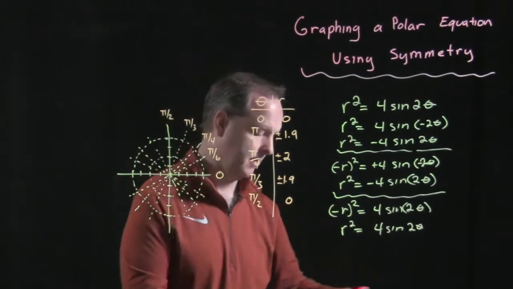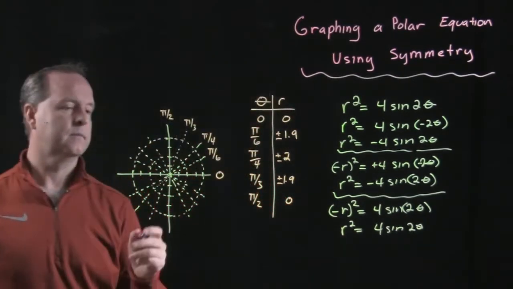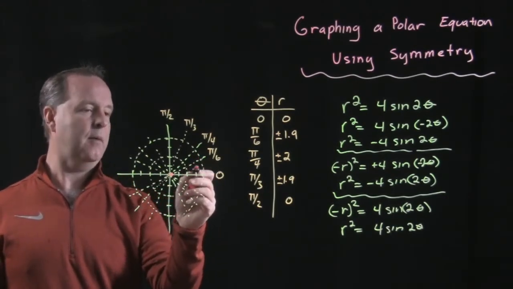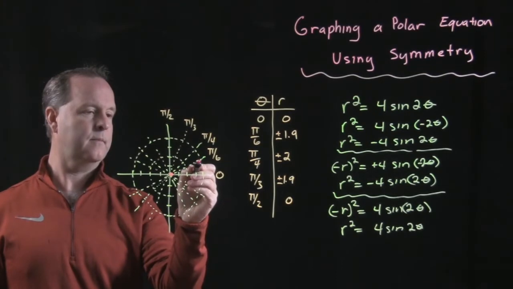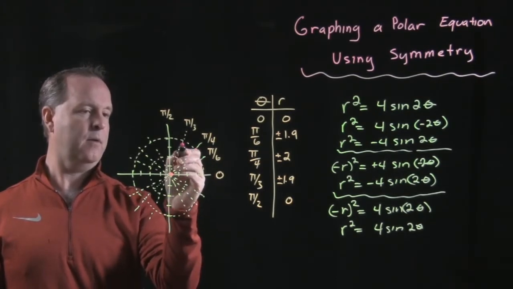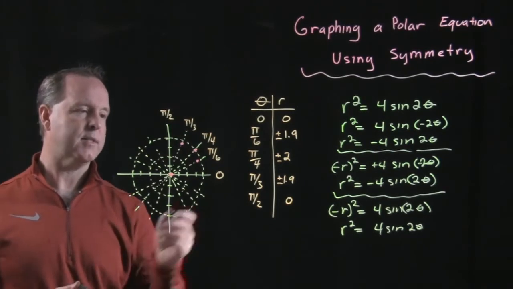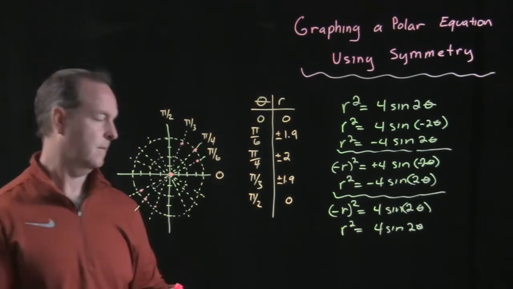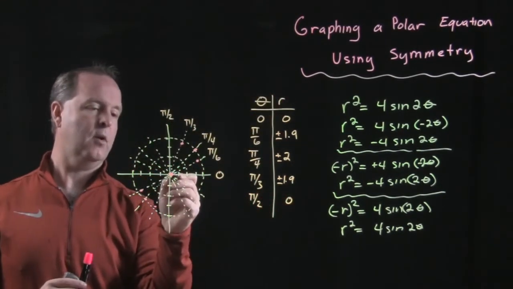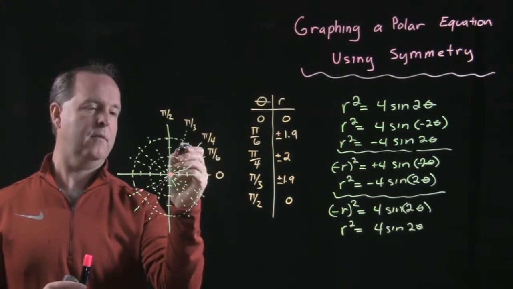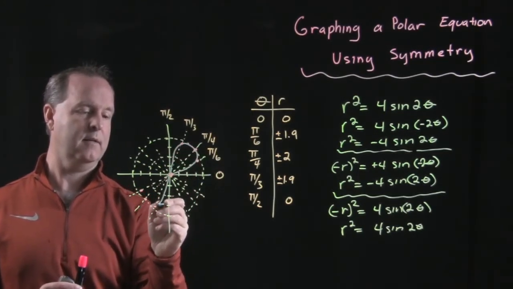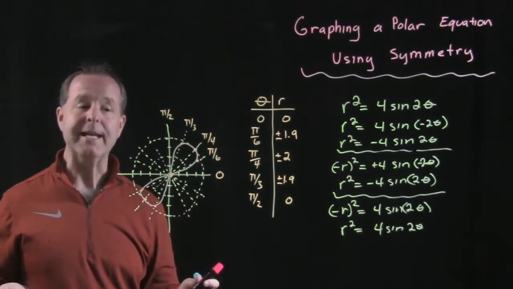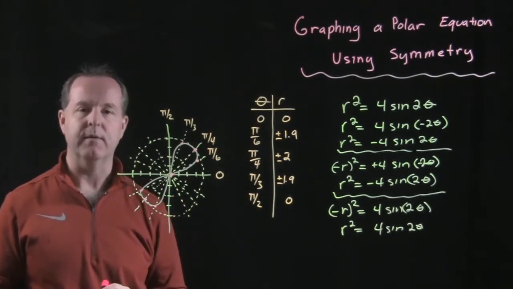Let's plot some of those points. 0, 0. On the pi sixth angle, I'm at 1.9, 2, and 1.9. I know it's symmetrical, so I have points on the other side as well. Go ahead and gently draw a nice curve that catches those points nice and easy. All right, there we have the complete graph of r squared equals 4 sine 2 theta.